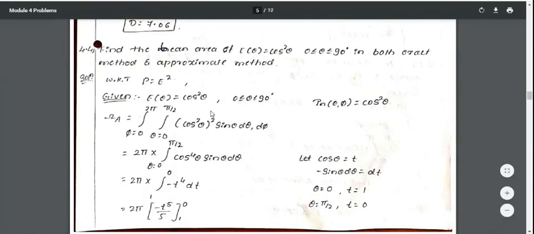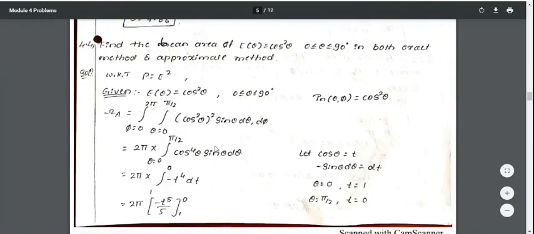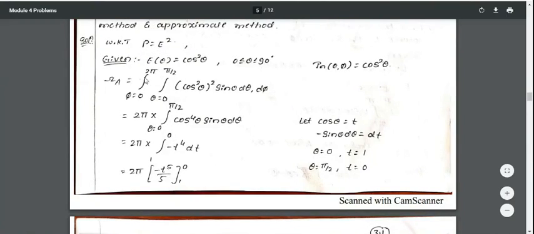Substituting all the values in the beam area: 0 to 2 pi, 0 to pi by 2, cos square theta whole to the bracket square again. So what will we have here? You know the integration of 0 to 2 pi d phi is 2 pi. Theta from 0 to pi by 2, you have to do cos raised to 4 theta sin theta d theta. You know how to evaluate this.